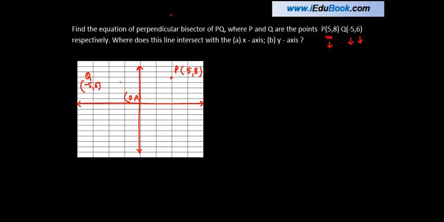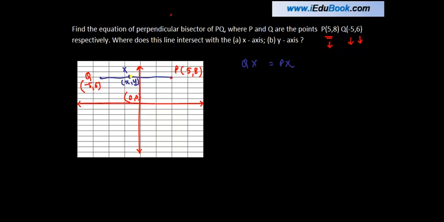Now what you are given is that we need to find out the equation of the perpendicular bisector of PQ. So let's say this is the line PQ, okay? There is some perpendicular bisector. Let's call this point X, and let's say that X has coordinates x and y, right? Now we know that QX will be equal to PX. And why is it so?